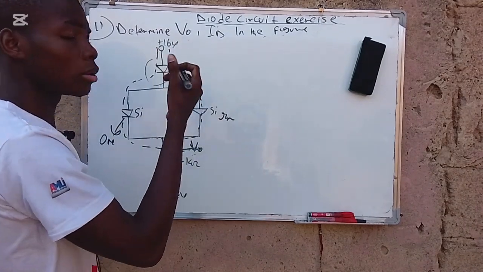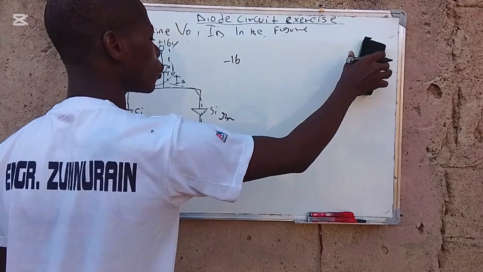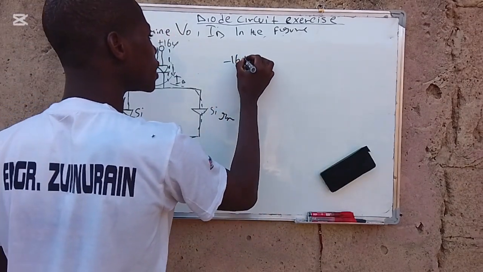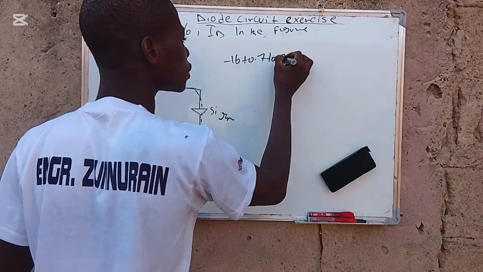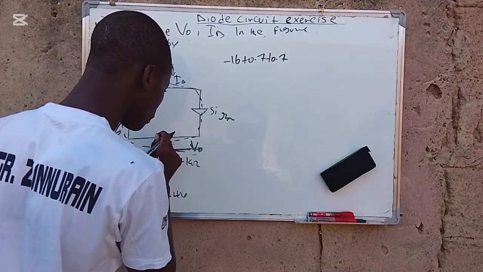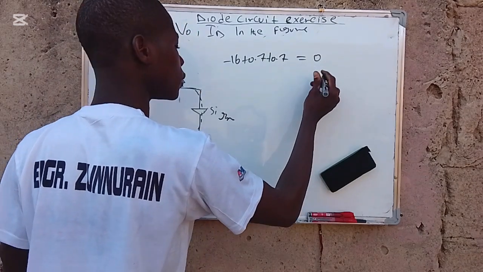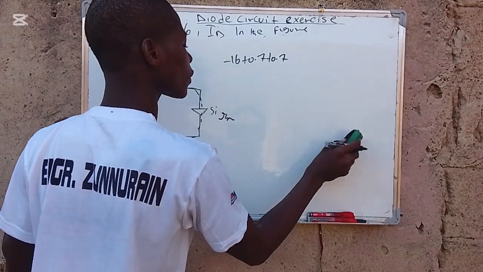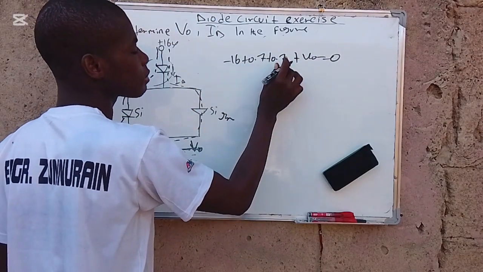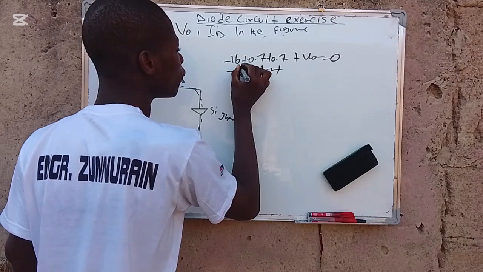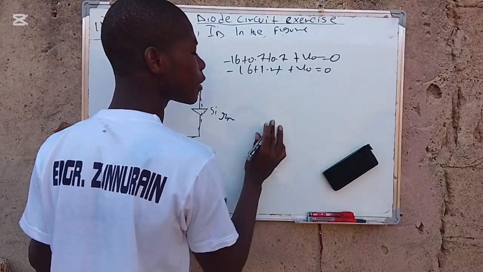Let me drop this one, and the rest will be rising, so it will now be plus 0.7. Again, when it comes here, it will be plus 0.7. Then V naught. So this and this give 1.4, and I have minus 16 plus 1.4 plus V naught equal to 0.